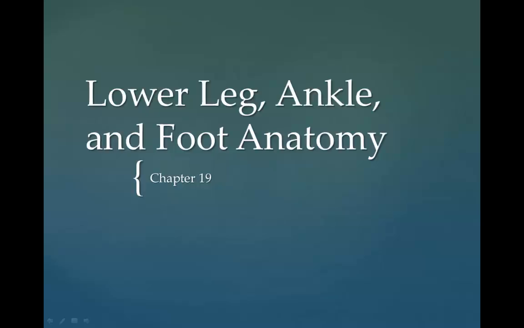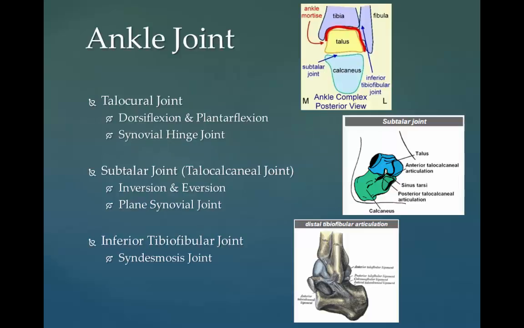Lower leg, ankle, and foot anatomy, Chapter 19. The ankle, or the talocrural region, is the spot where the foot and the leg meet. The ankle includes three joints: the ankle proper, or talocrural joint, the subtalar joint, and the inferior tibiofibular joint.